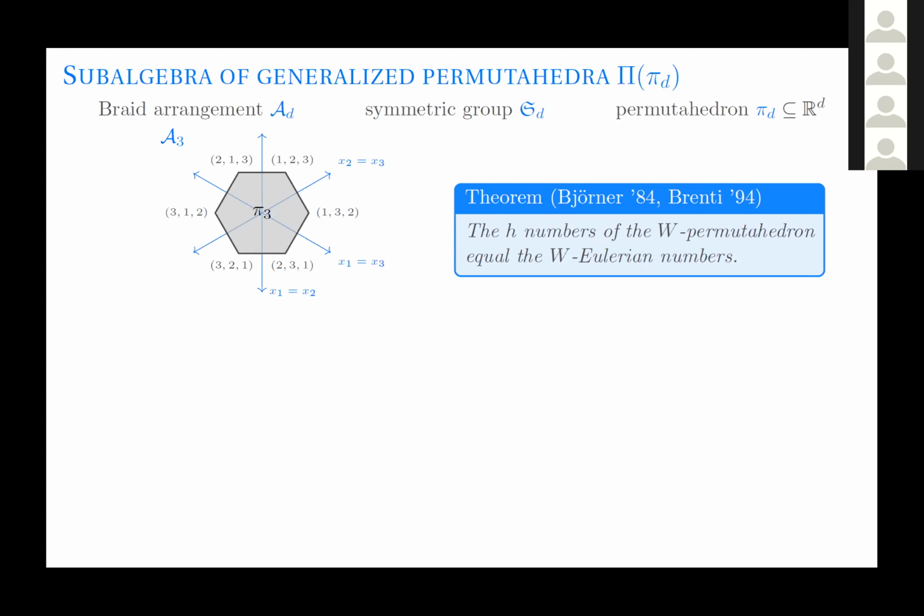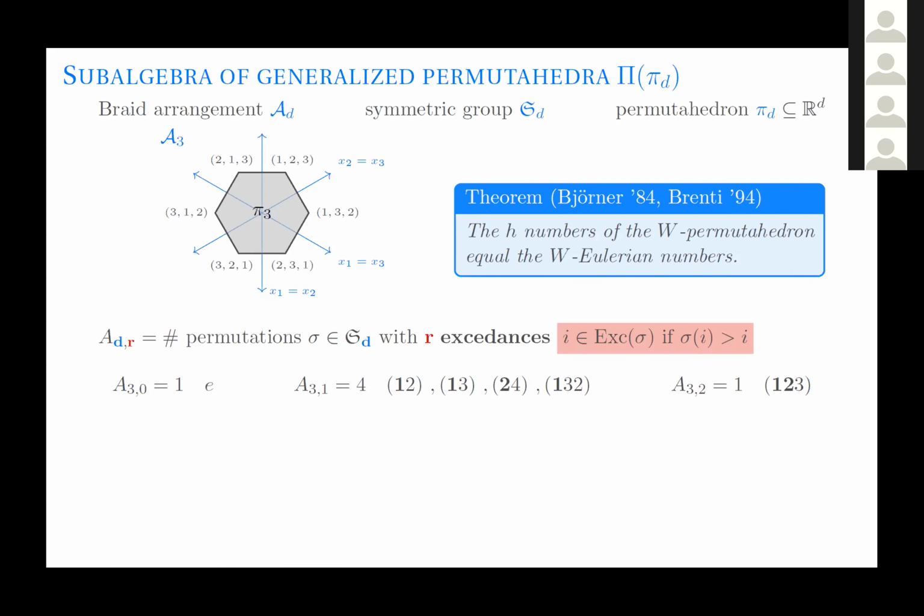So these W Eulerian numbers are defined in terms of descents in the corresponding Coxeter group. But for this particular example, let me take a different approach, an equivalent definition of the classical Eulerian numbers, the Eulerian numbers for the symmetric group, which is the following. The Eulerian number A(d,r) counts the number of permutations on d elements that have exactly r exceedances. Usually it's defined with the number of permutations that have exactly r descents, but this is an equivalent definition.